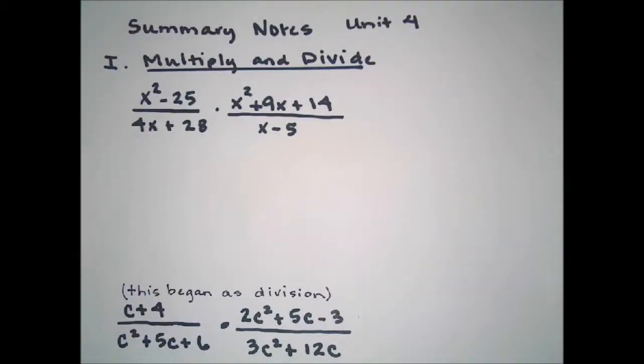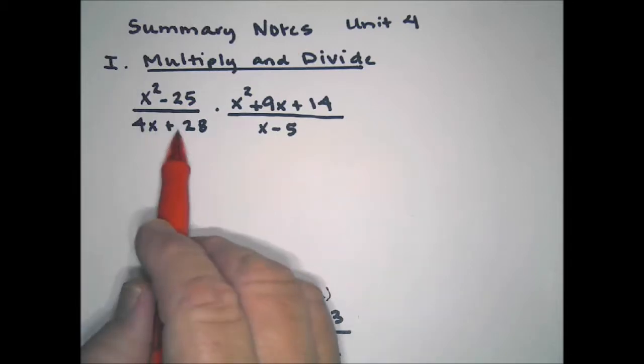Our summary notes for Unit 4 are written in sections, and the sections correspond with the objectives and how we worked through the unit. Section 1 is multiplying and dividing rational expressions, which really boils down to just factor and then cancel. So we've got some factoring to do.